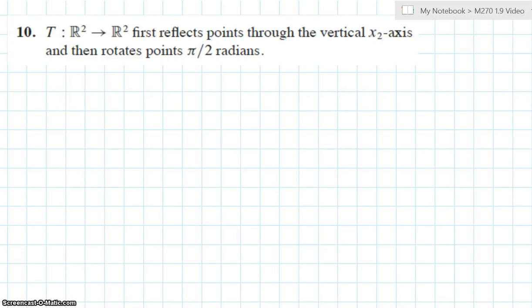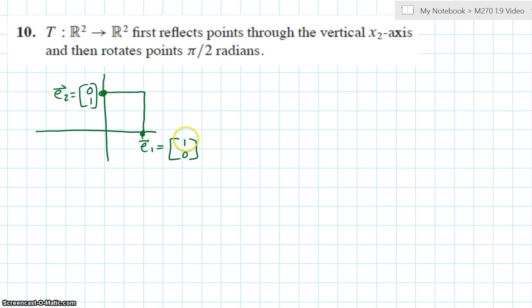Hello again. In this video, we're going to do two things. We're going to first reflect through the vertical x2 axis, and then we're going to rotate that point 90 degrees or pi over 2 radians. And they didn't say, but I'm going to rotate it counterclockwise. So I'm going to take our standard E1 and E2. We can look at this region.